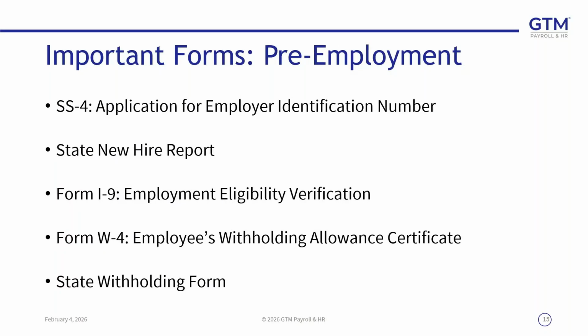All right, so let's talk some paperwork. So here are some of the forms that are needed as a household employer. The SS-4 to apply for an EIN, which can also be done online as well. The family will also need to be set up as an employer with their state and file a new hire report. They'll also obtain a Form I-9 from their employee, which we'll get more into in a moment. If they do decide to withhold income taxes, they'll also need to obtain a W-4 and a state withholding form from their employees.